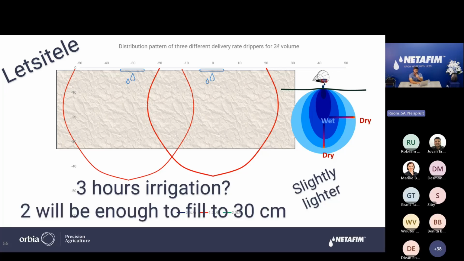And always consider this ratio that we have here, where it's going to be slightly wetter in the center at the dripper, and then the gradient moves outwards. So for this example, 3 hours irrigation would have gone a little bit past my root zone. So I estimate that probably 2 hours would have been enough to manage that water in that specific root zone, depending on that horizontal and depth movement that we got.